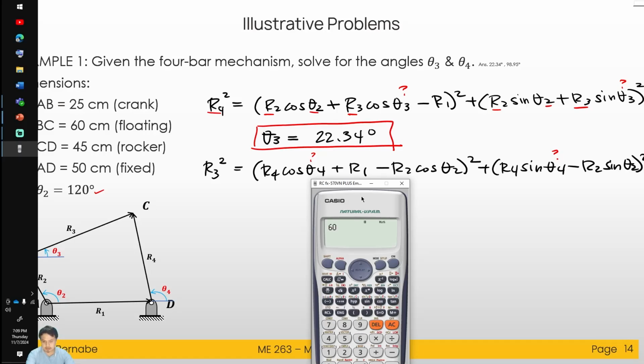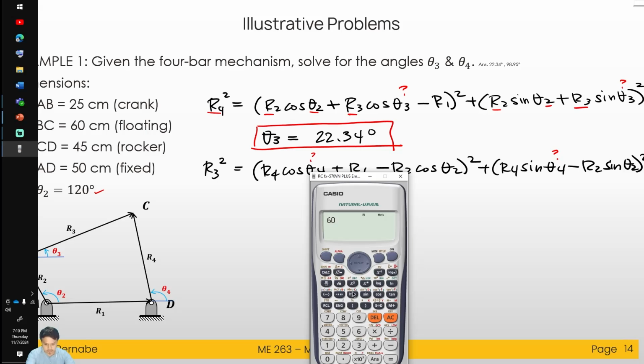R3 is 60, so 60 squared equals, you have R4, which is 45, cosine x, which is unknown, plus R1 which is 50, minus R2, which is 25 cosine 120, squared, plus R4 again, 45 sine x unknown, minus R2 sine theta 2, so 25 sine 120, squared.